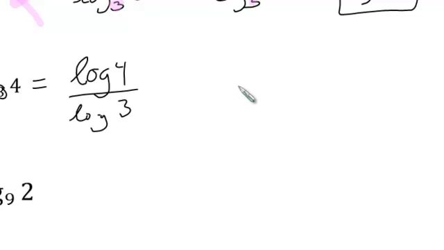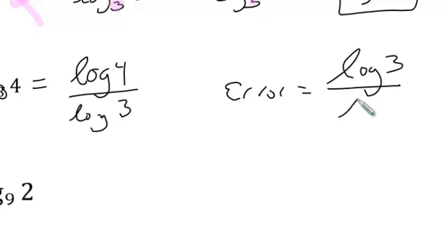A common error that students often make is they'll put the 3 in the numerator and the 4 in the denominator. Do you see how they mixed it up and put the 3 in the numerator and the 4 in the denominator? And that is wrong. So be careful and make sure that the 4 goes in the numerator and the 3 goes down in the denominator.